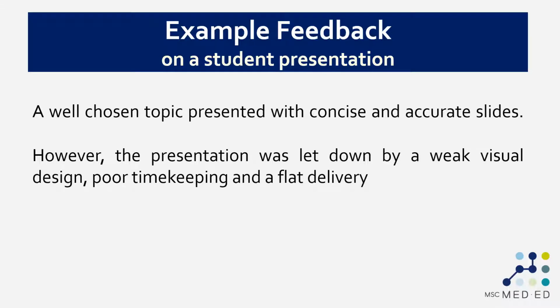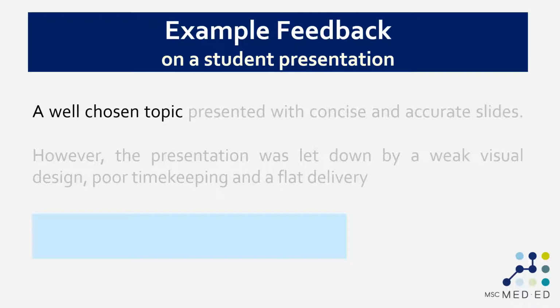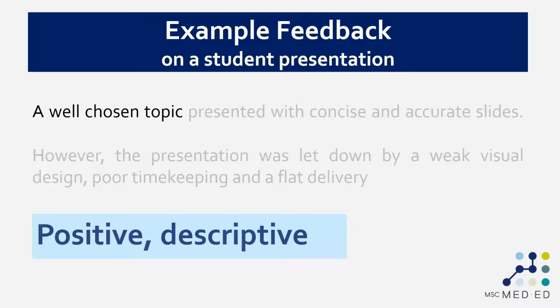A well-chosen topic presented with concise and accurate slides. However, the presentation was let down by a weak visual design, poor timekeeping, and a flat delivery. And as I said, this is real feedback. Let's reconsider this feedback then in terms of the different classifications that I talked about in the previous slides. Let's start with this first sentence, a well-chosen topic. This is positive, but only descriptive feedback. If you're the person getting this feedback, you need to know why the topic is well chosen. What is it that's useful about this topic that you can bear in mind the next time you do a similar sort of activity?